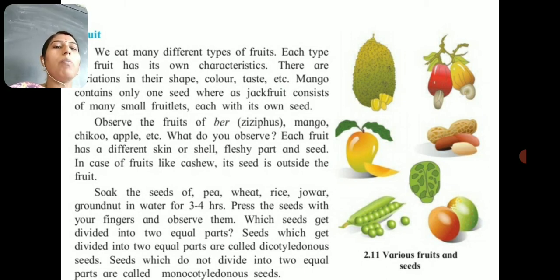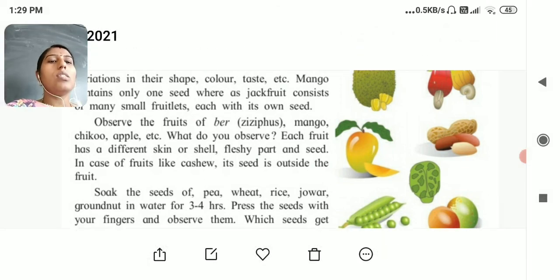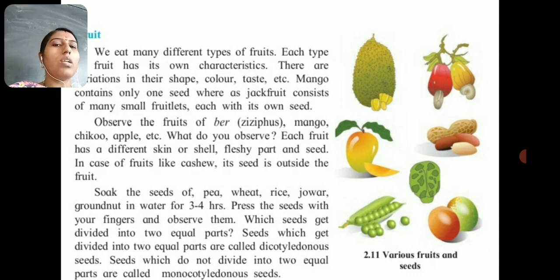So depending upon the seeds, they get divided into two parts. These seeds are known as dicotyledons. The seeds which do not divide into two equal parts are called monocotyledonous seeds. So in the video also you have seen the difference between both.